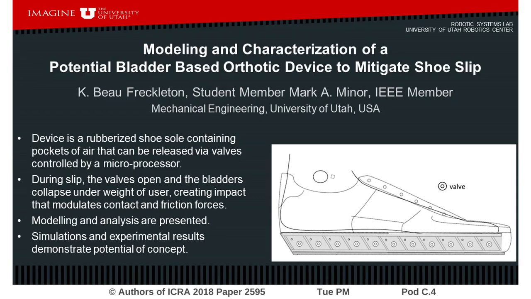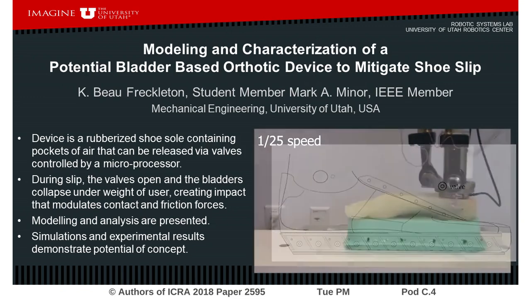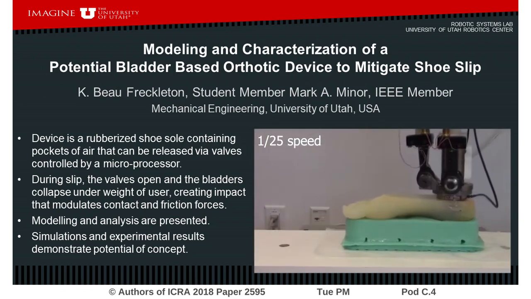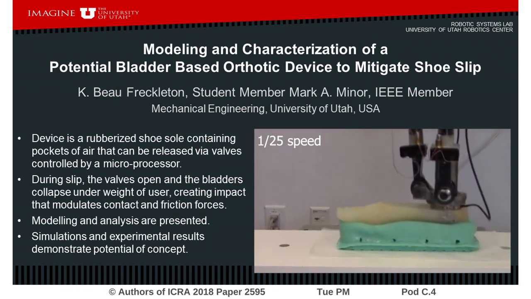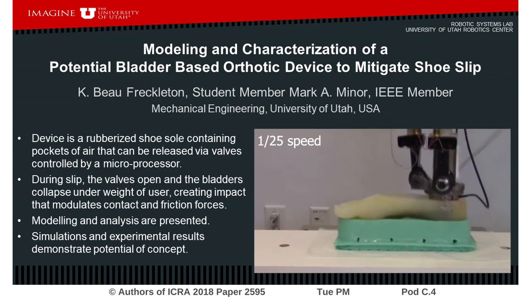This paper focuses on modeling and characterization of a potential bladder-based orthotic device to mitigate shoe slip. The device takes the form of a rubberized shoe sole separated into air bladders. Valves allow bladder deflation via the weight of the user such that the impact of the user's foot with the ground creates a momentary spike in friction coefficient to mitigate slip.